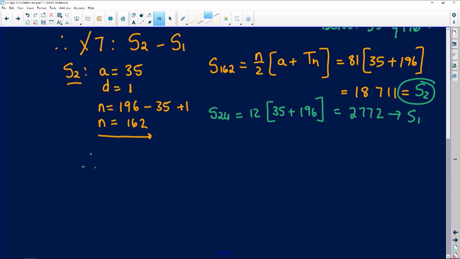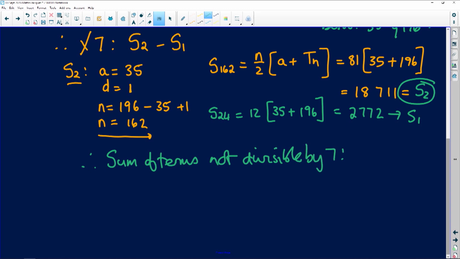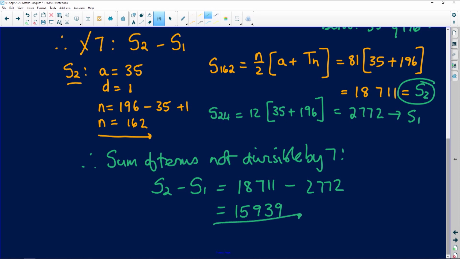Okay, so therefore, the sum of the terms not divisible by 7 will be S2 minus S1, which is 18,711 minus 2772, and that gives us 15939 as an answer. And that was asked for, let's see, for 5 marks.